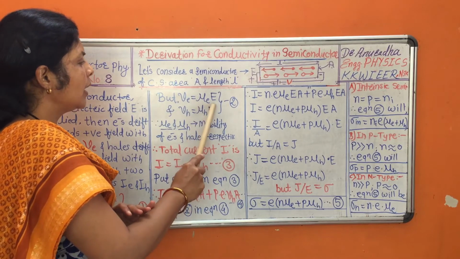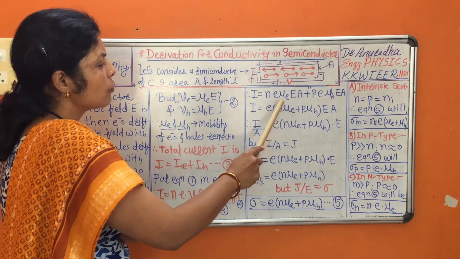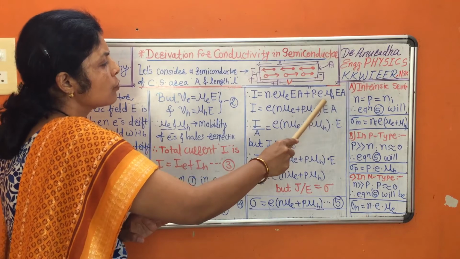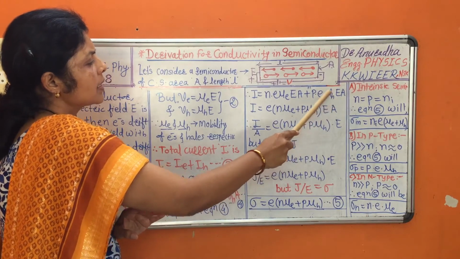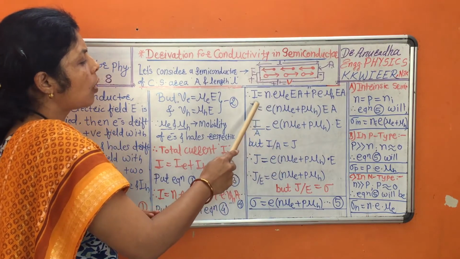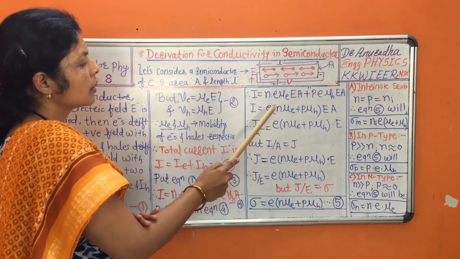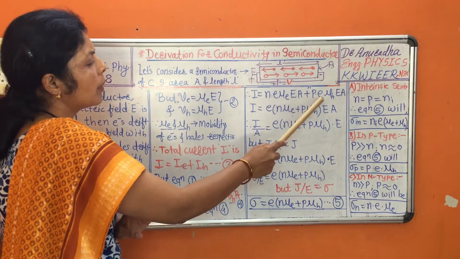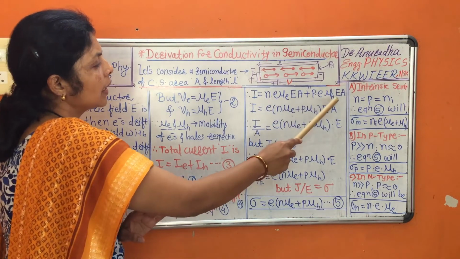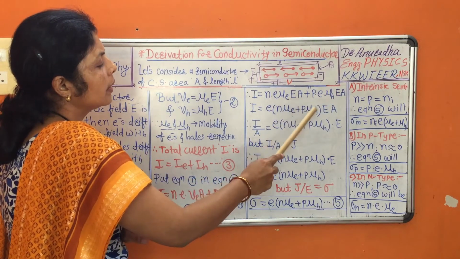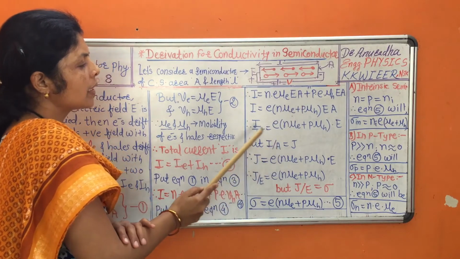By substituting the values of VE and VH from equation 2, you can rewrite equation 4: I replaced VE with mu E times the electric field, and VH with mu H times the electric field. By this replacement, we get some common multiplication factors in all the terms. Here the charge e is common in both terms. Similarly, the electric field E and cross-sectional area A are common.